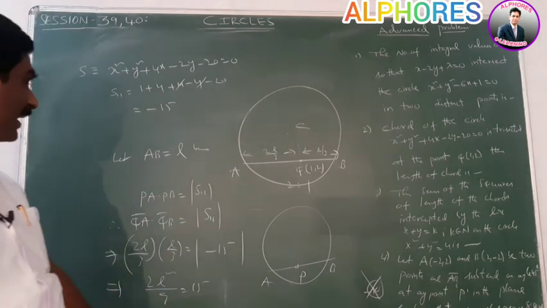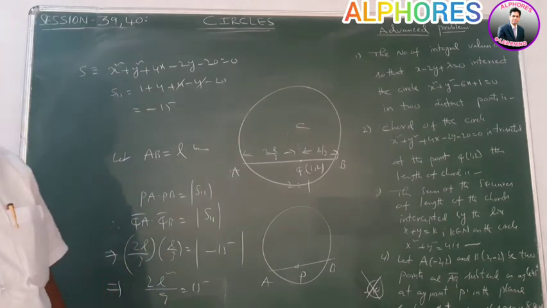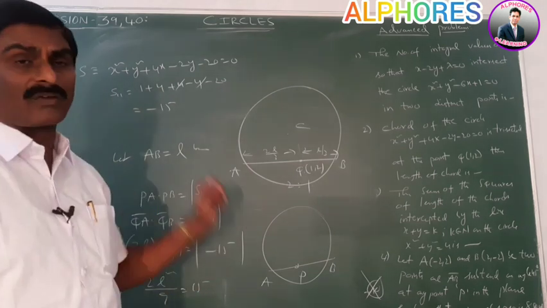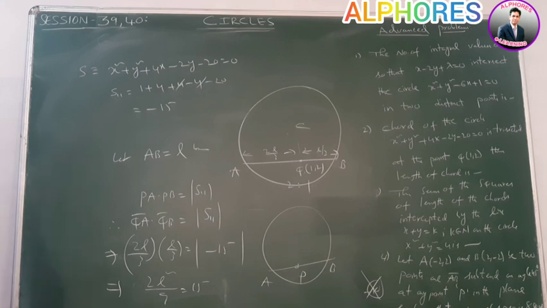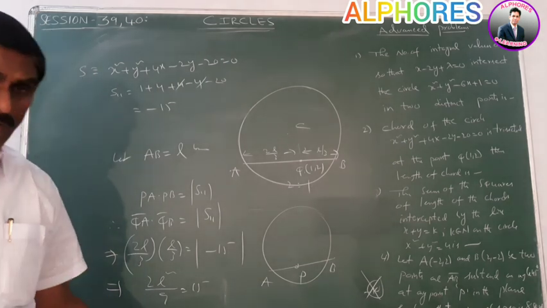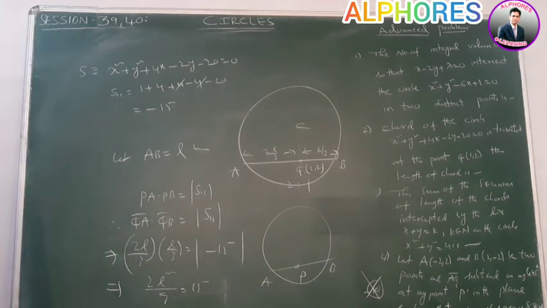By using this property, we find the length of the chord. PA into PB is equal to mod S11. Very important. By using that property, we find the length of the chord.